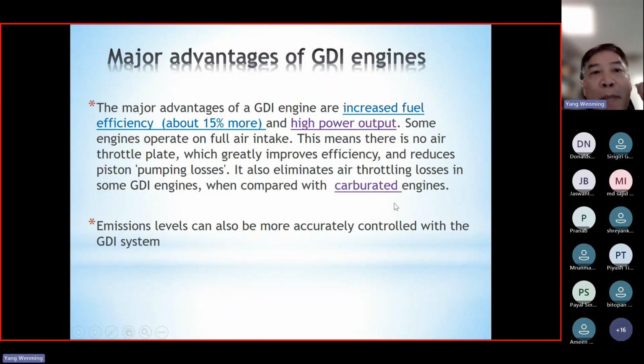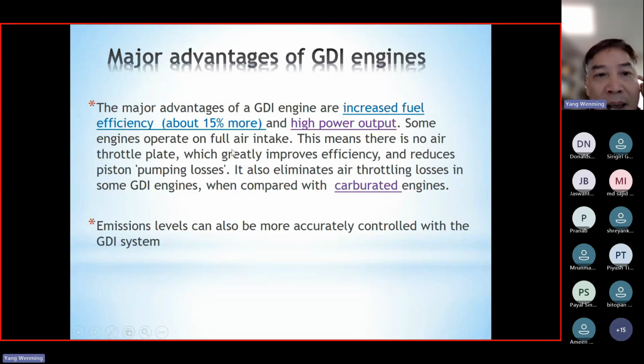Okay, so here we show you the major advantage of GDI engines. We can increase the efficiency by 50% and increase power output. Just like I mentioned, by using GDI engines, we can realize a higher compression ratio, thereby increasing the output power and the efficiency.